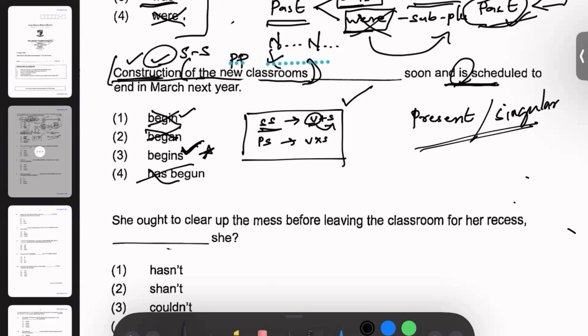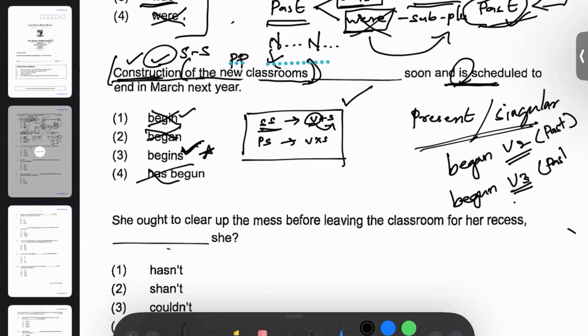Why is it not began? Because began is V2 form of the verb, which is basically past. Begun is V3 form of the verb, which again is past perfect.